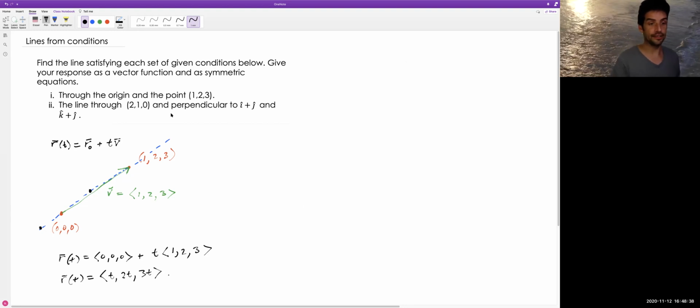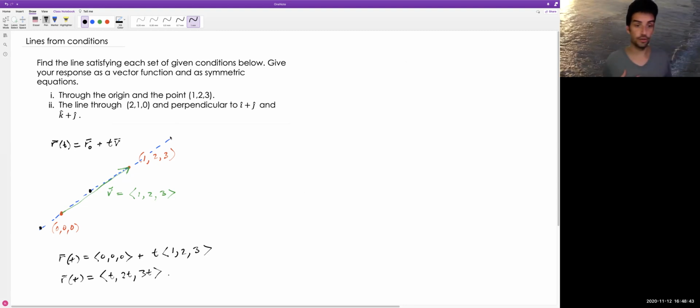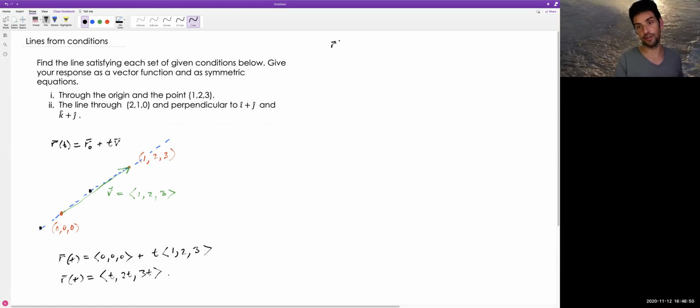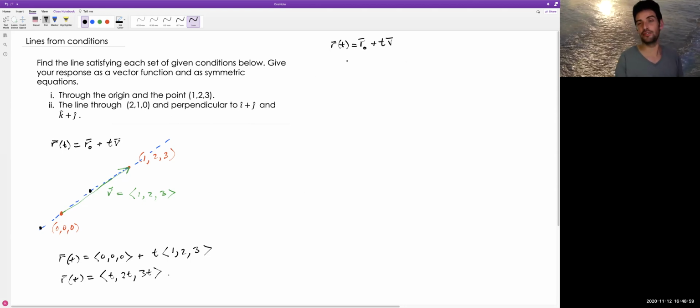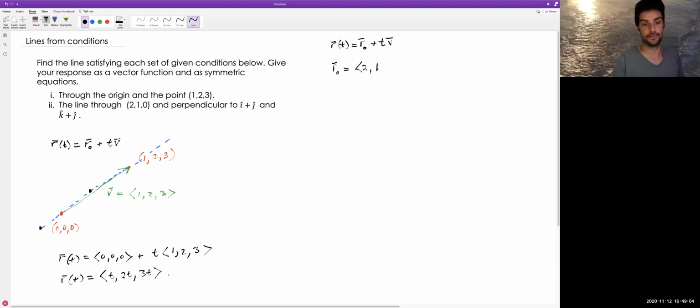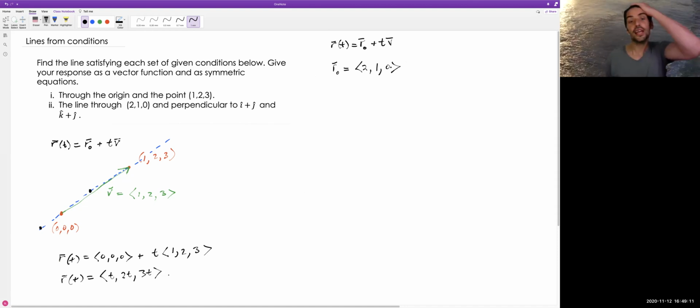All right, the second set of conditions, so a new line, is going to be through this point 2, 1, 0, and perpendicular to these two vectors that are given. So let's start with what I started with before. I already have r naught. I need a vector pointing at a point, and I've got a point. So I can take r naught to be, again, it's not the point 2, 1, 0. It's a vector pointing at the point 2, 1, 0.